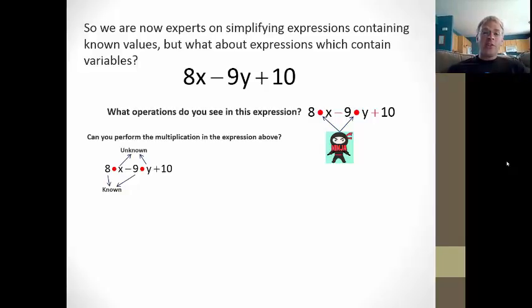And the answer is no, because x and y, while they are actual numbers, they are unknown numbers. We don't know what they are. I can't multiply something known by something unknown, right? So we can't do that.